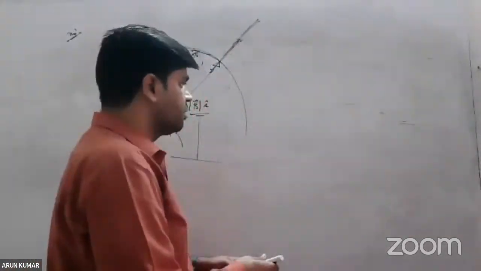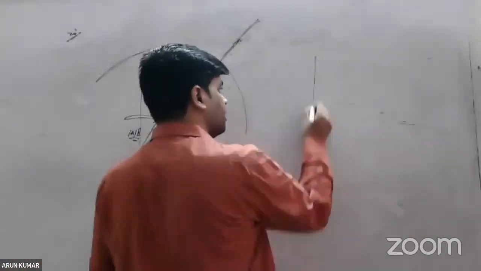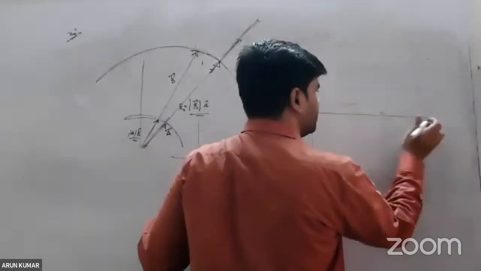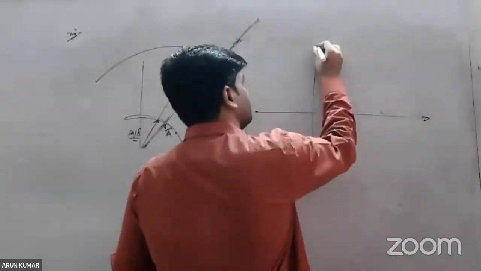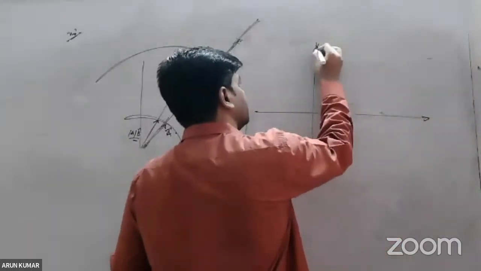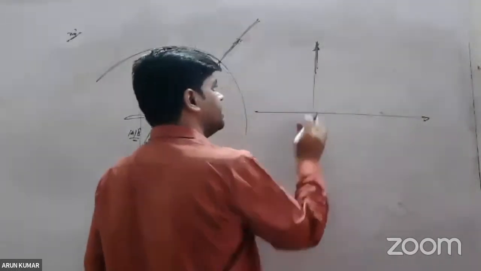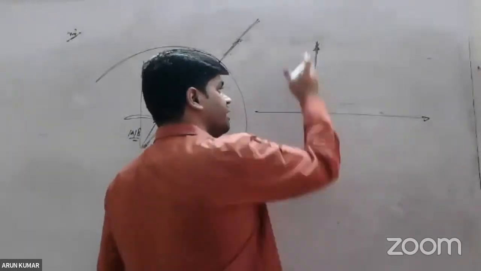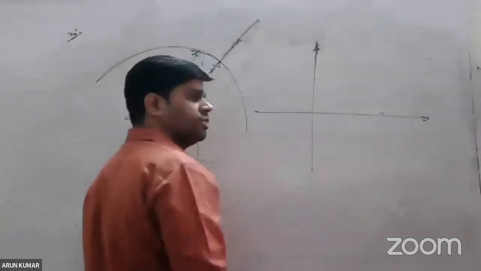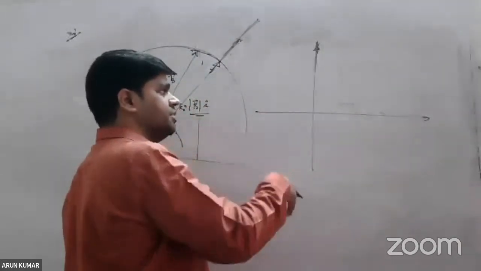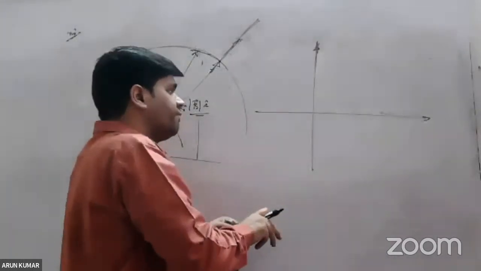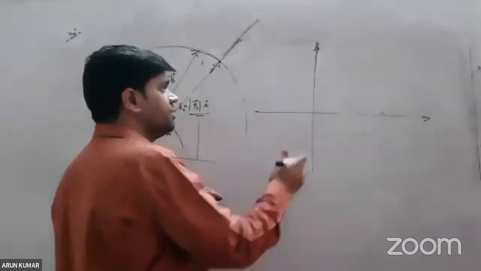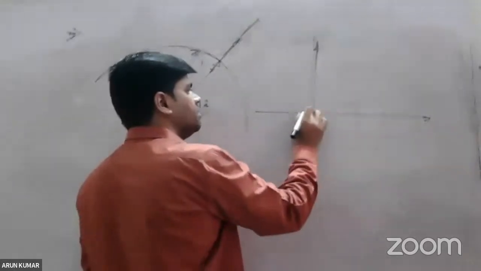I got it. See, there are two vectors. One is x is equal to 0, the other is y is equal to 0. What is x is equal to 0? That's the equation of the y axis. Why? Because all the points on the y axis have x coordinate as 0. So that is the condition for all the points on the y axis. So x is equal to 0 is the equation of the y axis.